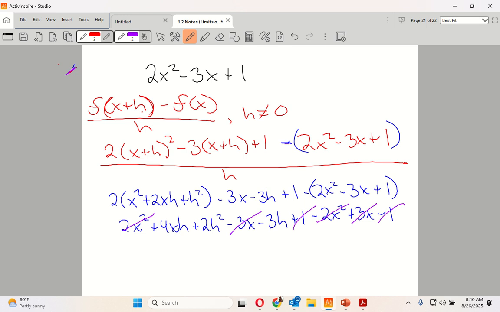So now let's rewrite it in order of degrees, the highest degree first, which is going to give me 2h squared plus 4xh minus 3h. Is that everything? Okay. And I can't forget about this, everything is still over h.